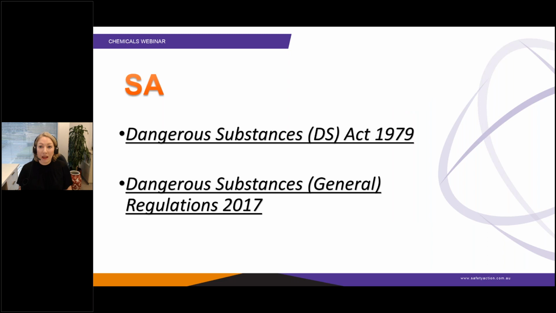If you work in South Australia, it's important to note that in addition to the Work Health and Safety laws, there's also Dangerous Substances Act and regulations. You might also see those abbreviated to DS.